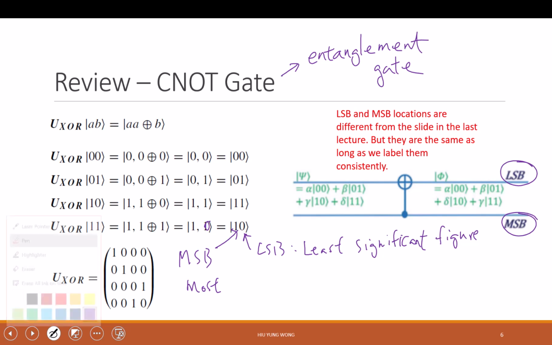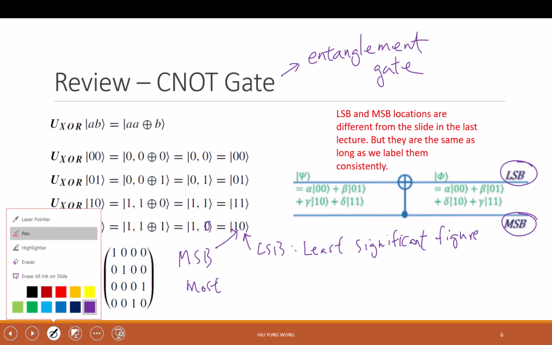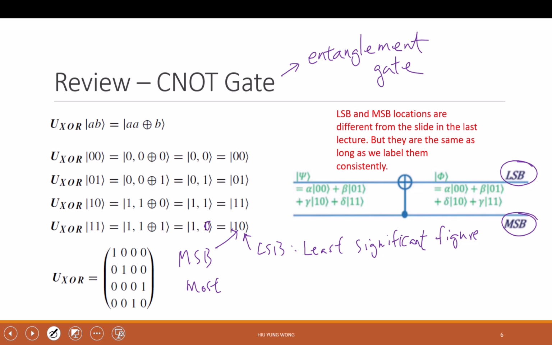So now let's come back to here. I mentioned in the last lecture, but did not mention here. You see that A doesn't change. We call it the control qubit. B is changed based on the value of A, and that is the target qubit. Is this okay? So A in this case, MSB, is the control qubit, and the LSB is the target qubit.